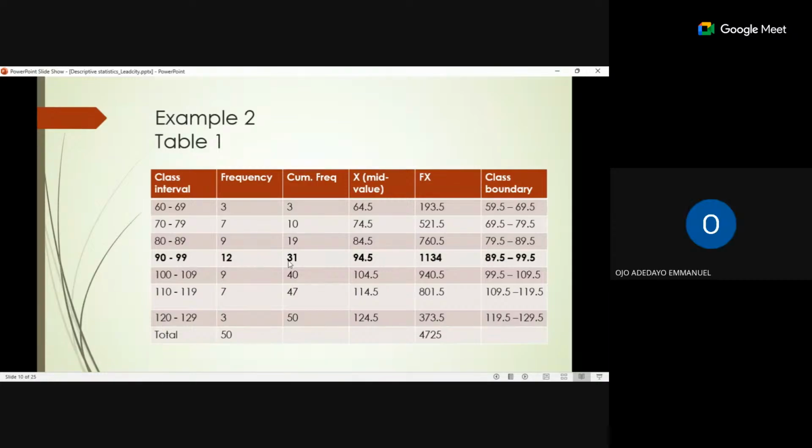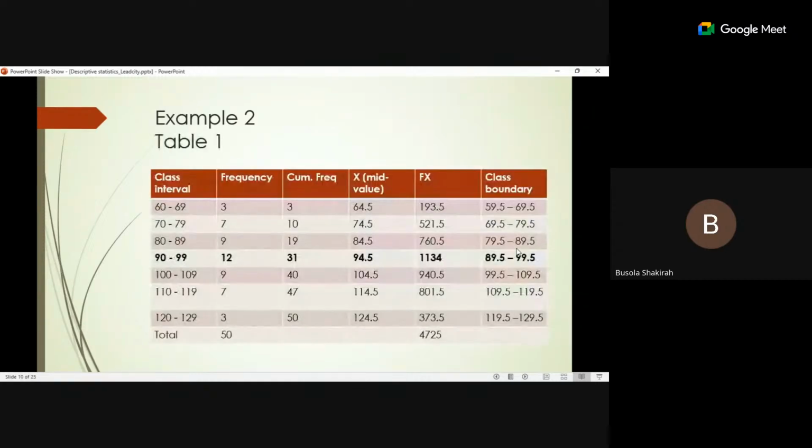If you are given any value, come back to cumulative frequency and locate where you can find that value. Where you can find that value is your median class. So now in this case, our median class is this particular class, 90 to 95. Okay, let's go to our formula.